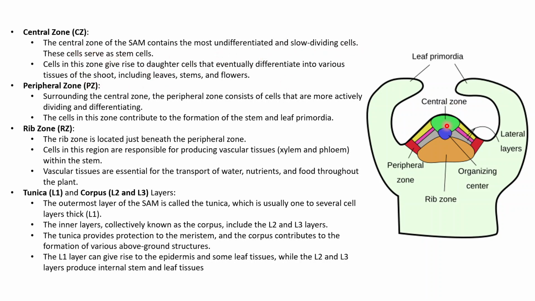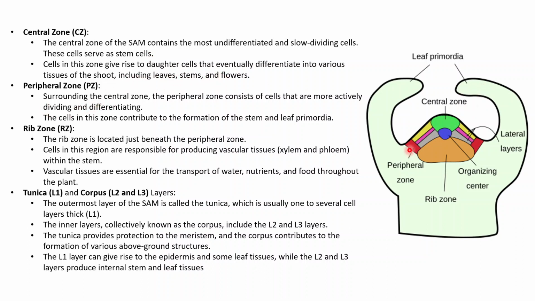So the central zone has slow dividing cells or stem cells, which are not usually committed to a particular fate, let's say leaf or flower or stem. Cells in this zone give rise to daughter cells that eventually differentiate into various tissues of the shoot, including leaves, stems, and flowers, as I talked about. So later on, these stem cells will undergo differentiation to give rise to leaves, stems, and flowers.